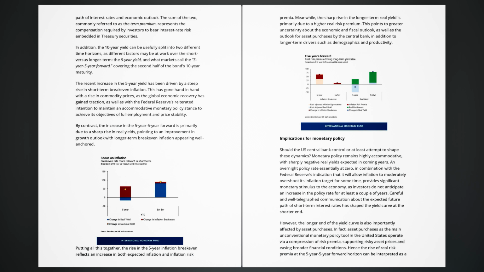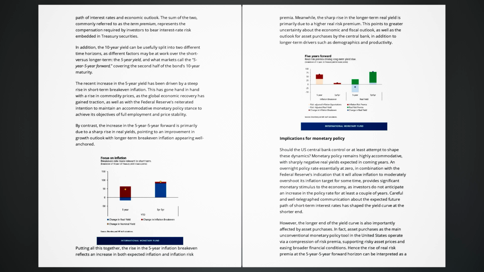Path of interest rates and economic outlook. The sum of the two, commonly referred to as the term premium, represents the compensation required by investors to bear interest rate risk embedded in Treasury securities. In addition, the 10-year yield can be usefully split into two different time horizons, as different factors may be at work over the short versus longer term. The 5-year yield, and what markets call the 5-year forward, covering the second half of the bond's 10-year maturity.